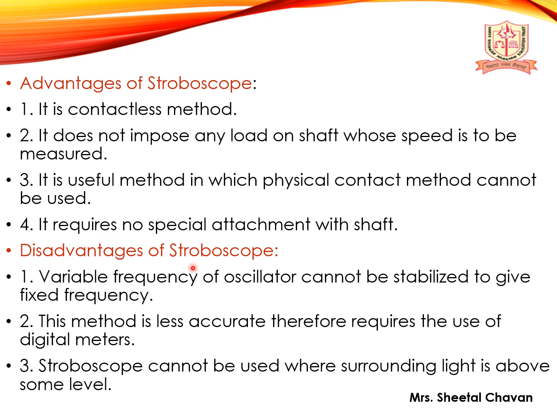Then what are the disadvantages of stroboscope? The variable frequency of the oscillator cannot be stabilized to give a fixed frequency. This method is less accurate, and therefore requires the use of digital meters. The stroboscope also cannot be used where the surrounding light is above some level.